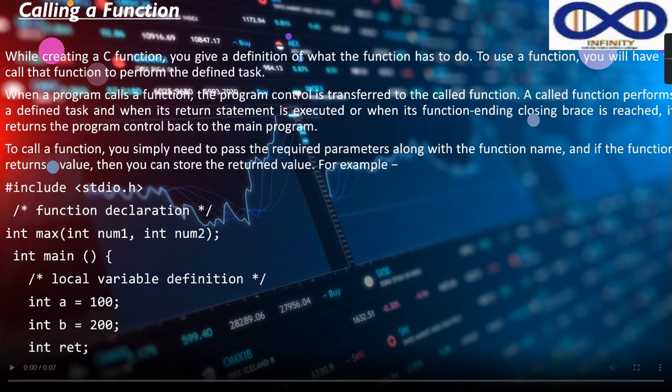To call a function, you simply need to pass the required parameters along with the function name, and if the function returns a value, then you can store the returned value. For example, here is a program calling a function. Here is #include <stdio.h>. The function declaration starts from there, int max(int num1, int num2), and here the main function starts, with the opening of the braces and local variable declaration.